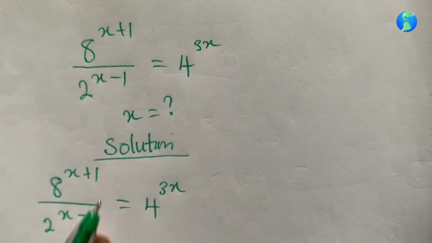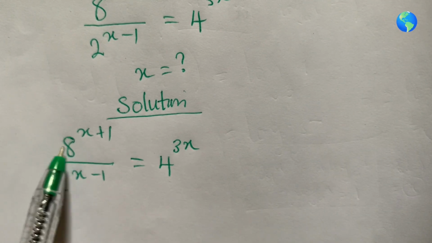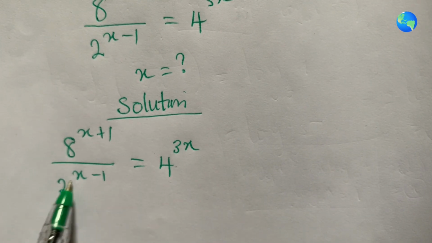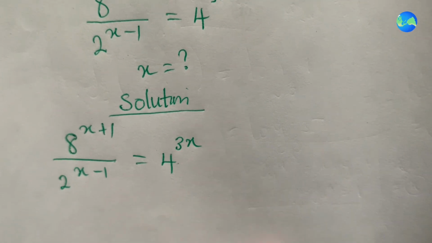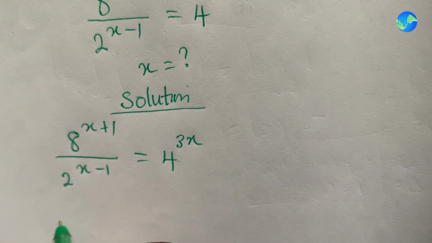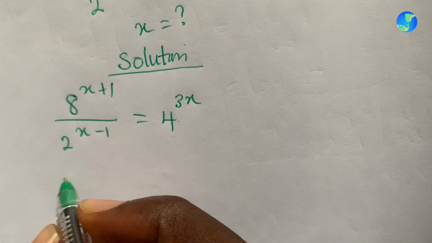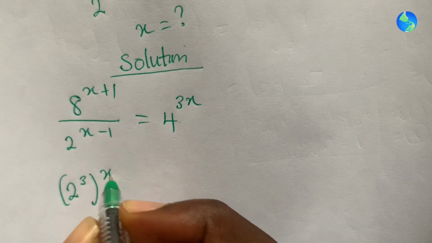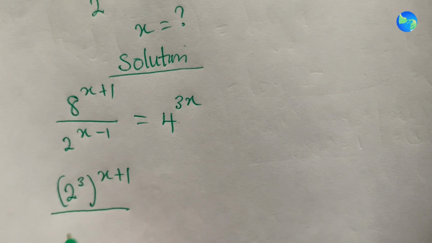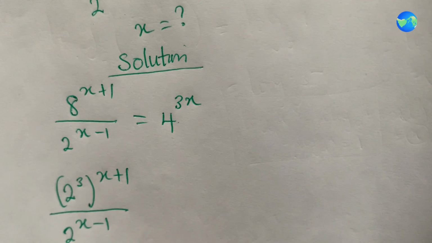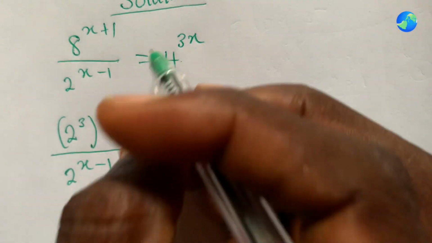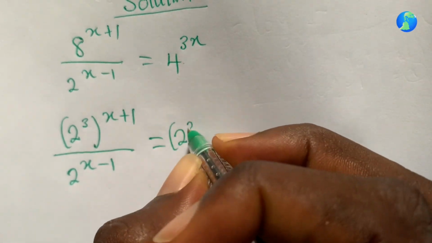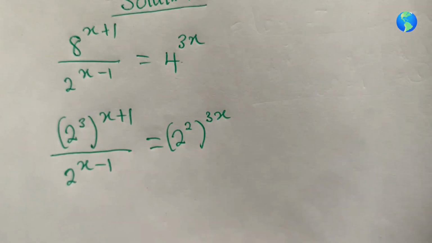Now notice we have some terms in it like 8 and 4 which are still multiples of 2, so I feel we can do something there. So for this part, 8 can be rewritten as (2^3)^(x+1) over 2^(x-1), which equals, this 4 can be rewritten as (2^2)^(3x), right?